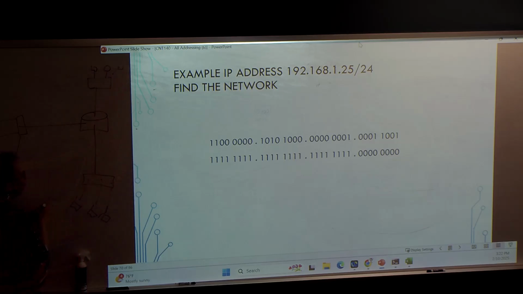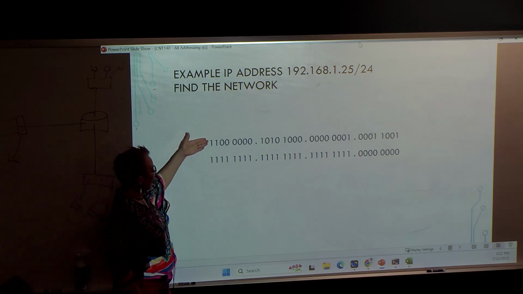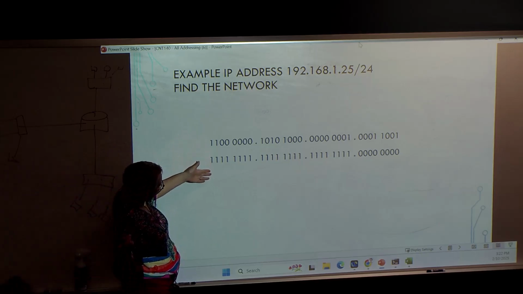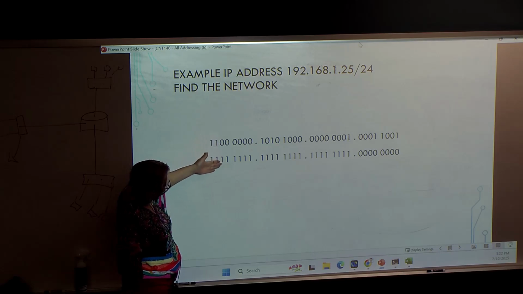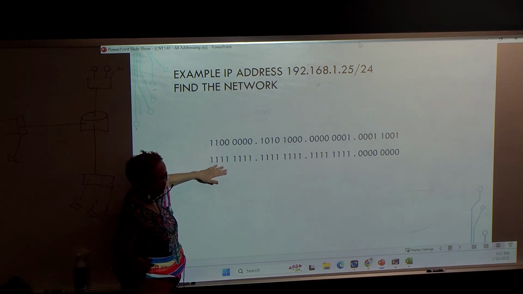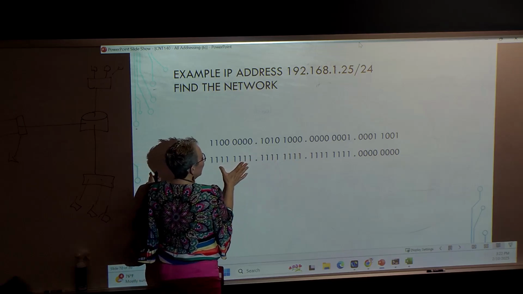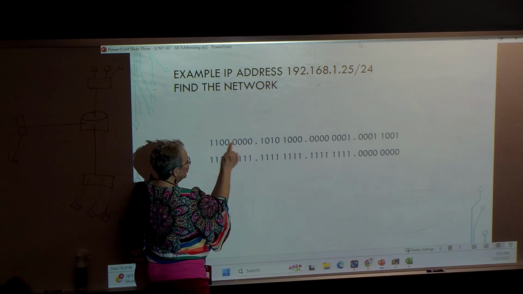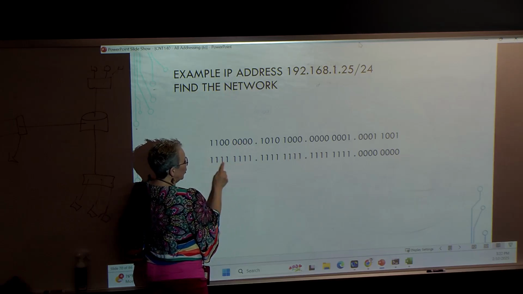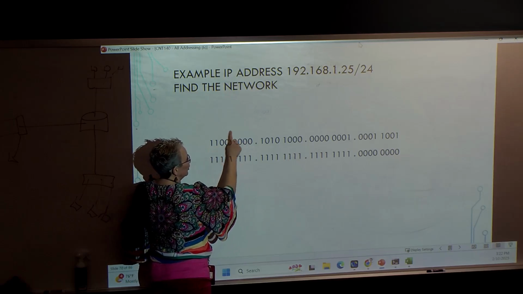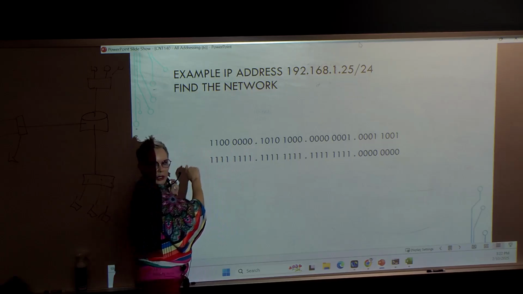Now I can do Boolean, right? If we do Boolean, we've got a 1 and a 1, 1 and a 1, 0 and a 1, 0. We could do Boolean, or we could just mask, right? So if I look at this octet, is this part of my network? I know that because the ones are all on in my subnet mask, so it tells me this is part of my network. Do we agree?